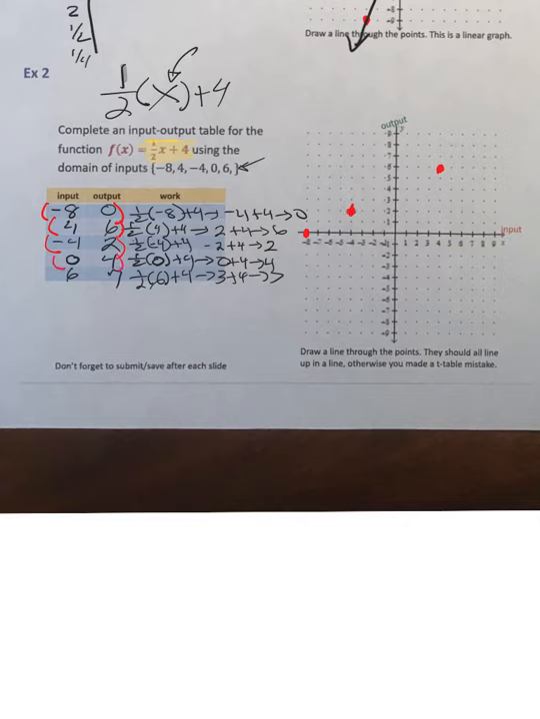0, 4. 0 is the input, and it goes up to 4. And then 6, 7. 6 is the input, and it goes up to 7 is the output. So there's your plotting of your input-output coordinates or points. And then you can see that they all line up in a line because this is a linear graph.